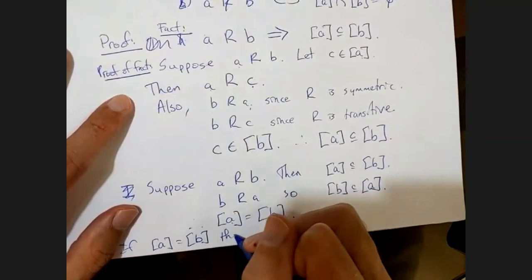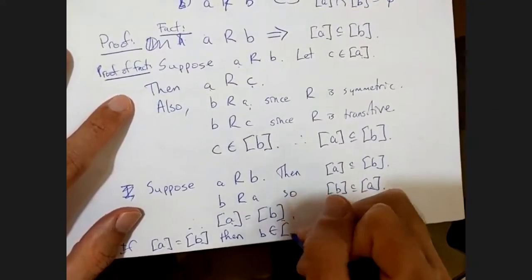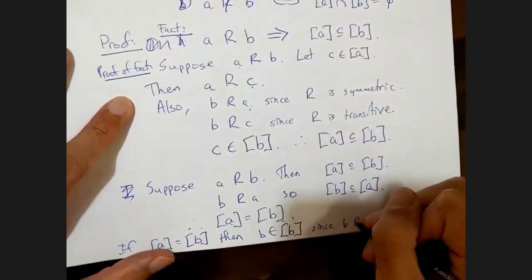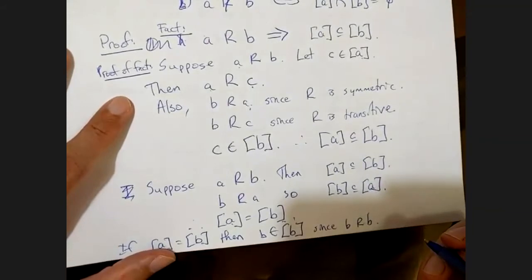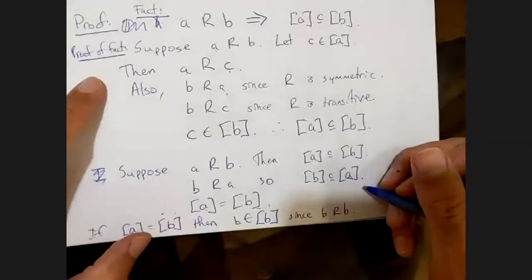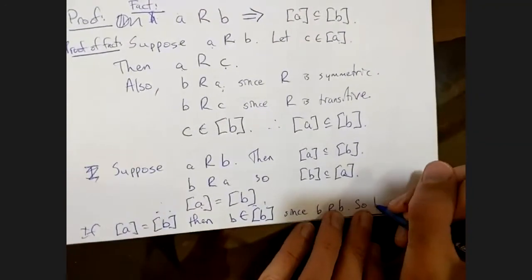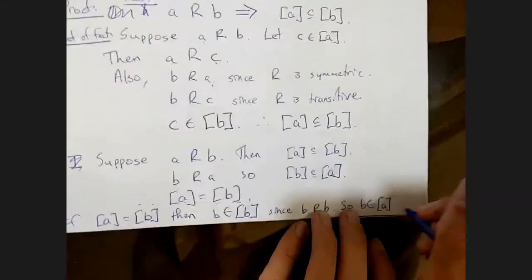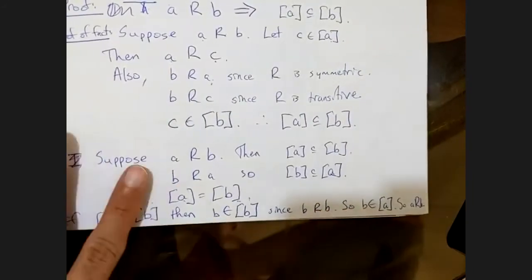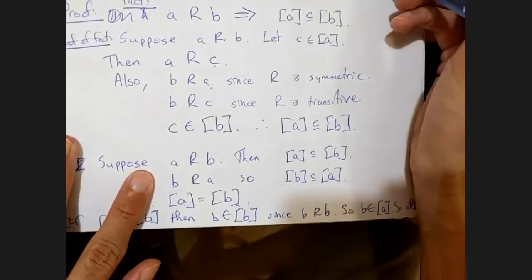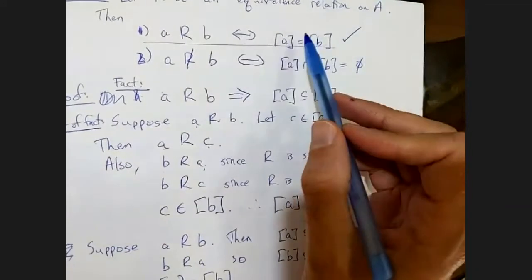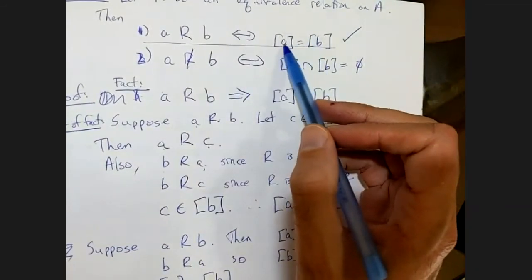Well, then b is in the equivalence class of b since R is reflexive. Okay, but the equivalence class of b equals the equivalence class of a, which just means that a is related to b. Okay, so that completes the proof of the first part of our lemma, that a is related to b if and only if the equivalence classes are equal.